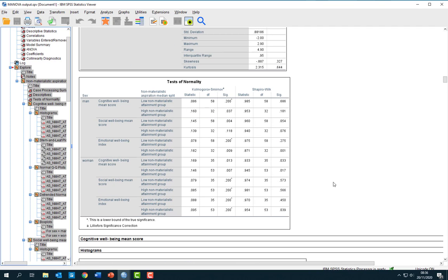So because we have a smaller sample size, if we do find that we have identified a problem with the test of normality, then it's a little bit more concerning than the ANOVA example. But let's have a look. So some of these look borderline. This indicates there is an issue. For males, the high materialistic group for emotional well-being, and same for females, low and high materialistic, non-materialistic attainment groups. And again on the emotional well-being. So it may be that we have some issues with normality that we're starting to see here.